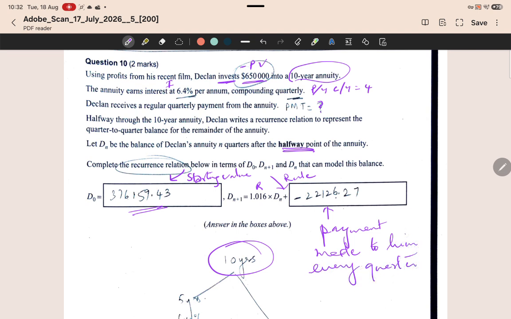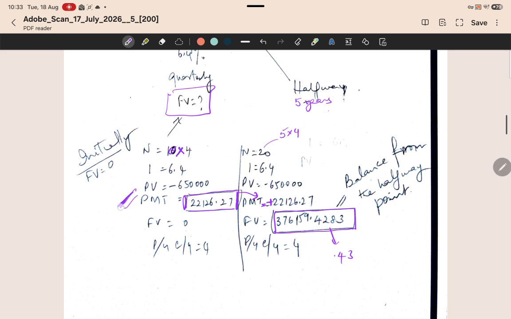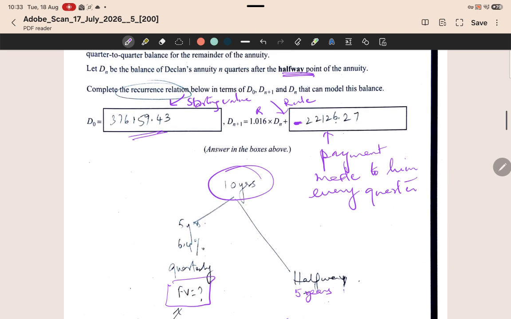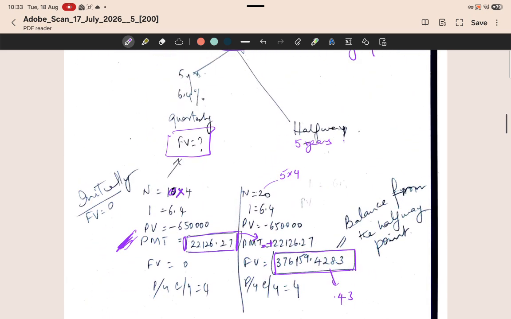And the payment made to him every quarter is going to reduce the value of his annuity investment, though it's increasing in value due to interest that it's earning, but because the payments are being made to him, it will reduce, so it's going to be a minus, and the value that we calculated as the payment over here is going to be written over here. So you've got to be extremely careful about the positive and the negative signs in this question. It's quite simple if you don't confuse yourselves too much.